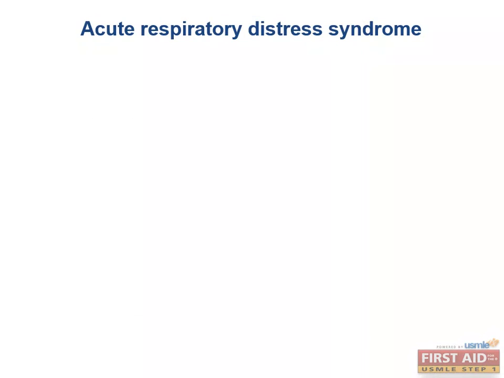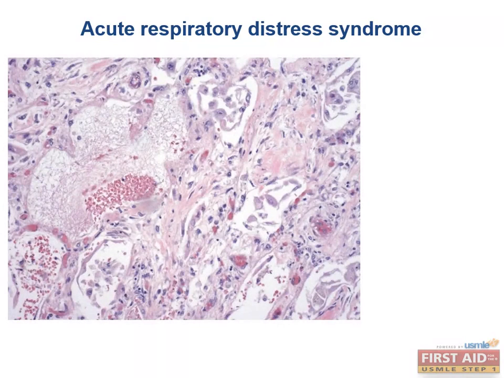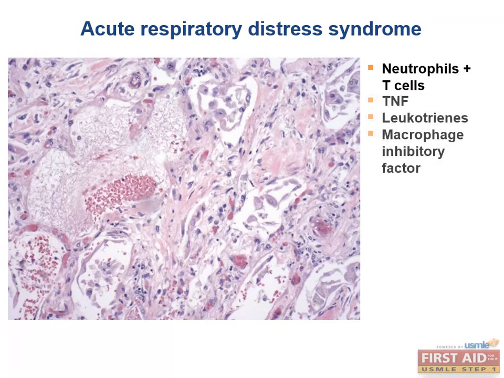Acute respiratory distress syndrome, or ARDS, has a number of causes related to illness or acute injury. ARDS typically starts off as a patchy process that involves inflammatory cells like neutrophils and some T cells. Cytokines contributing to lung damage include TNF, leukotrienes, and macrophage inhibitory factor. These substances are toxic to the alveolar wall. The result is an increase in capillary permeability and pulmonary edema.